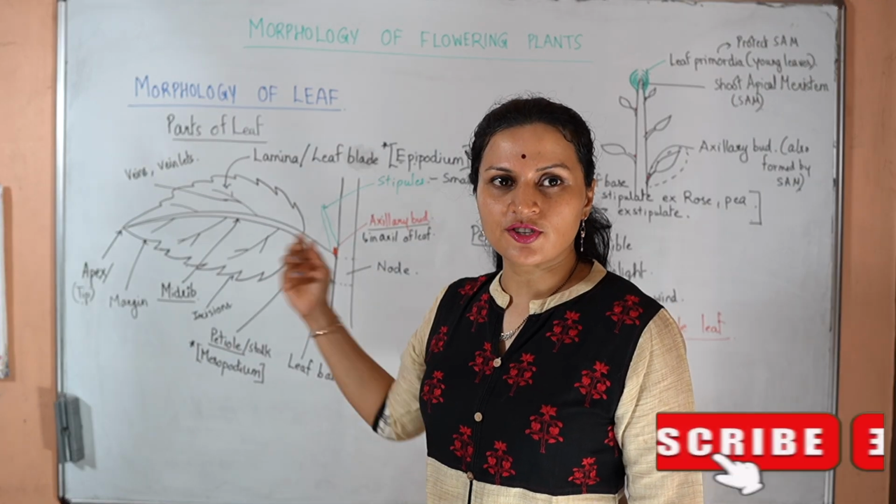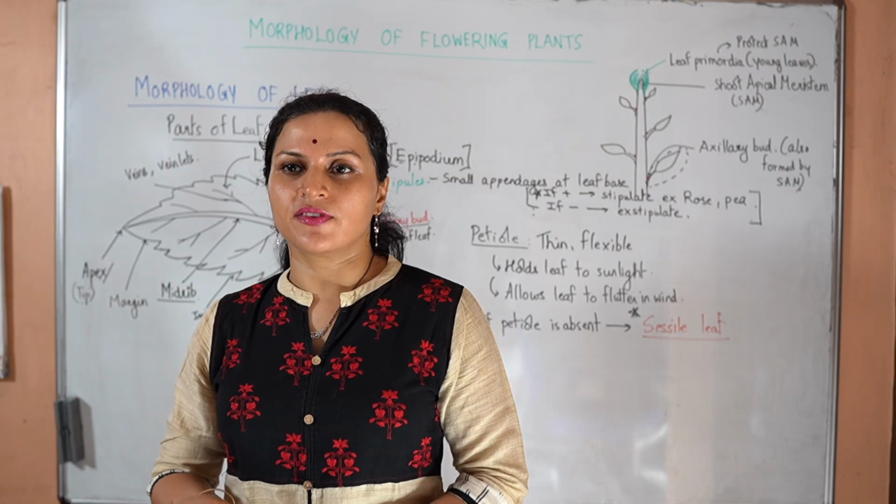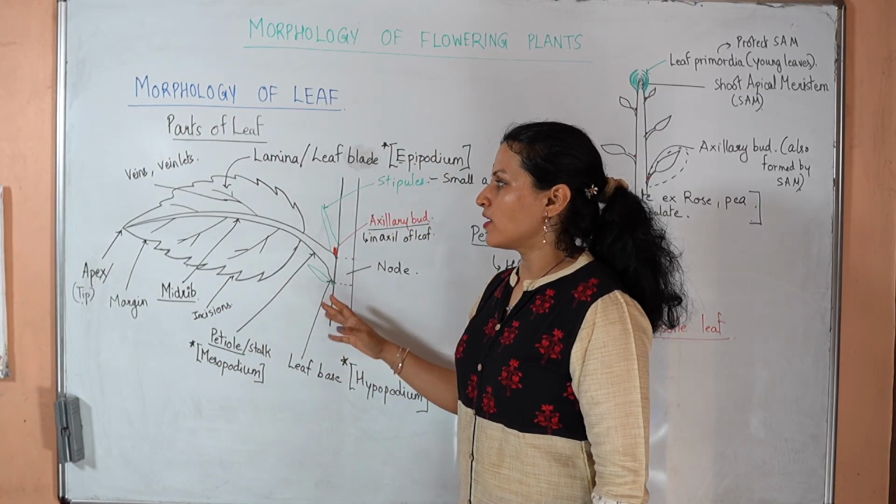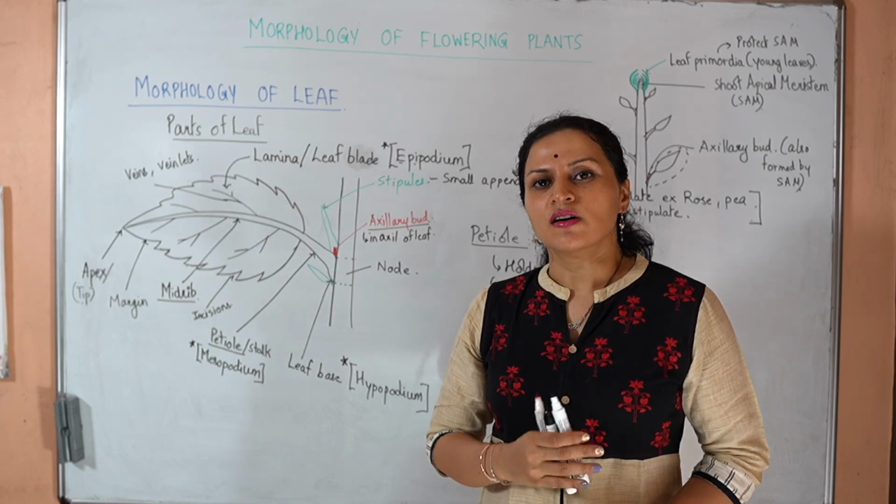There will be presence of stomata on the lower surface in case of dicot leaves. We will learn about that later in anatomy, not right now. So these are the three different parts of the leaf.